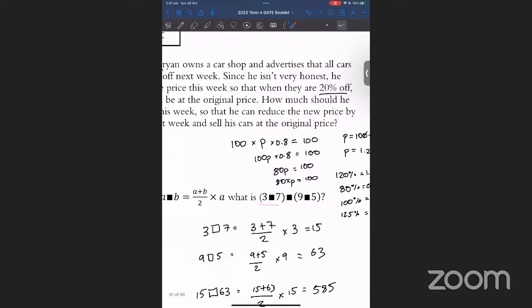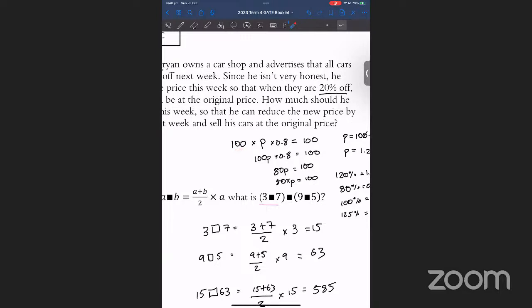I don't understand how it goes to 80p, like how the percentage of 25 comes about. Okay, so do you understand what we did in this first line? What does this first line mean? The 100 is the price, and the P is the percentage, and then the 0.8 is the 80 percentage. But where's that from? Since it's 20% off, it's 80%. And what does P stand for? The percentage that he increased. That's right. Good girl.